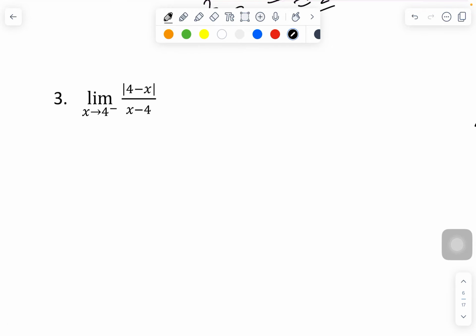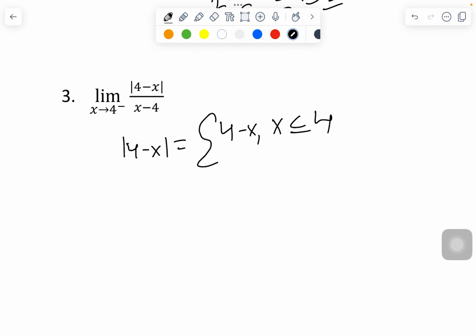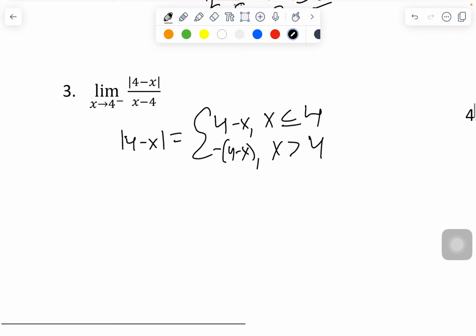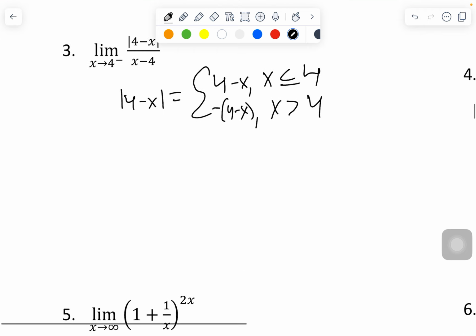For an absolute value function, what you have to do is treat it like a piecewise. x is less than or equal to 4, since when it's less than, that value would be positive. And then when x is greater than 4, this would make it positive. It doesn't really matter which one has the equal sign on it though.